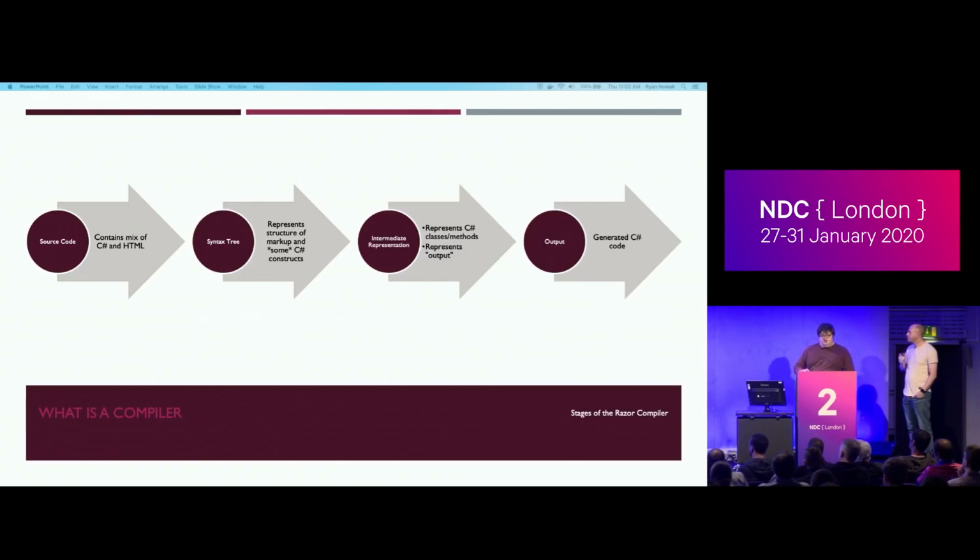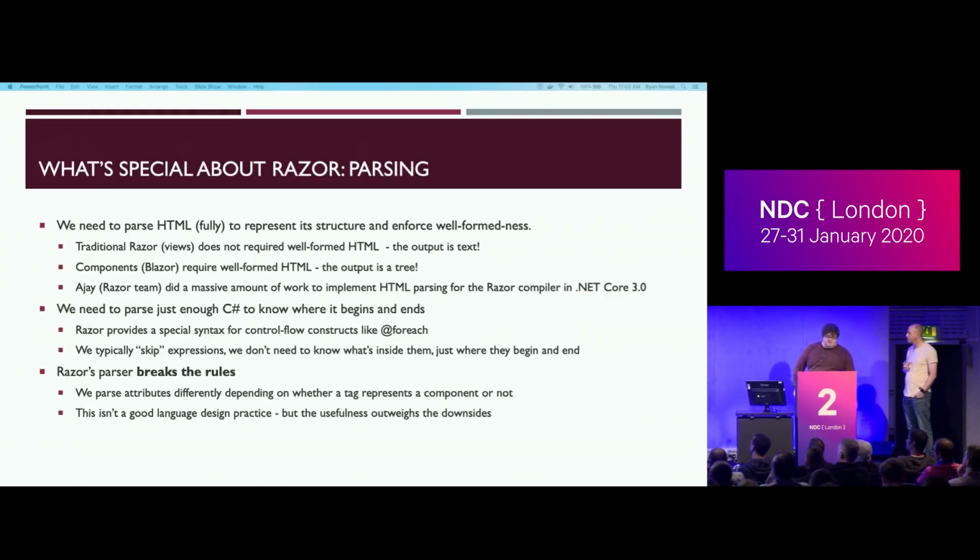And then lastly, we output generated C# code. So we literally write C# files to disk and then run them through the normal C# compiler in order to produce something that's runnable. So some things that make the Razor or Blazor compiler special and unique and kind of tricky. We have to parse and recognize the structure of all the HTML that you've pasted in.